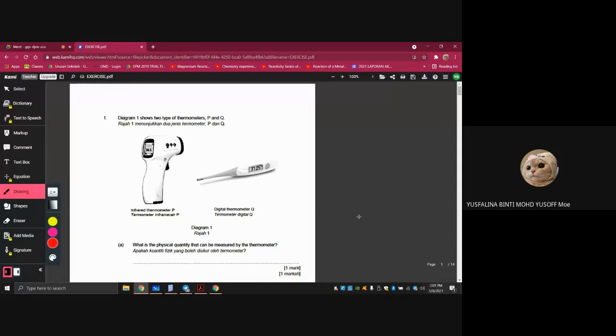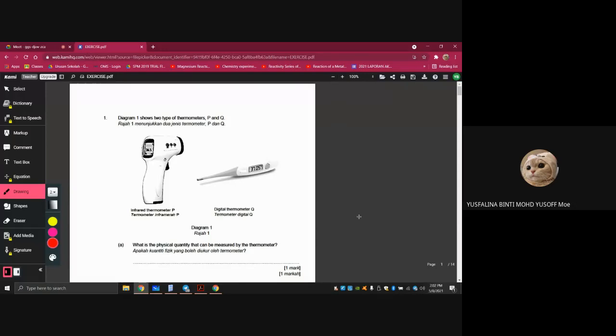Like length, you can measure the length and you can give the number. Let's say the length of the table is 5 meter. So you can give the value to the quantity. Any quantity that you can measure. The example is temperature, mass, length, time, current, force, momentum. All that is a physical quantity.